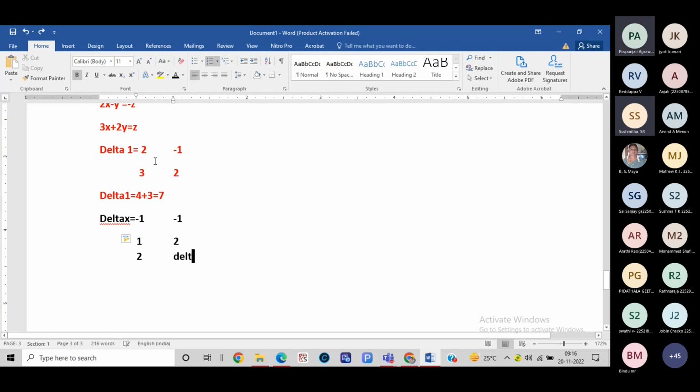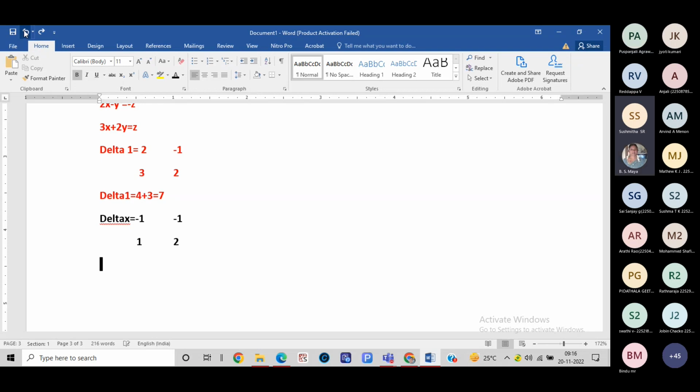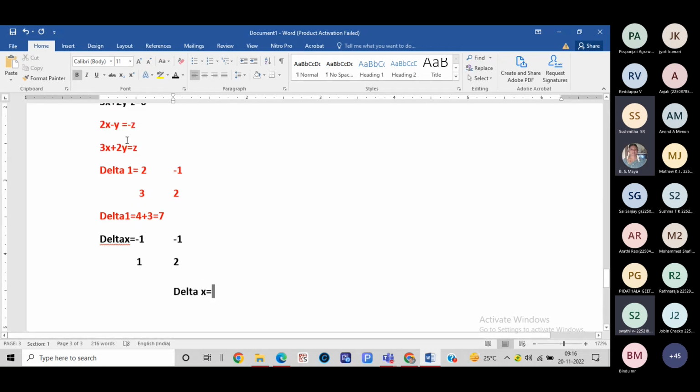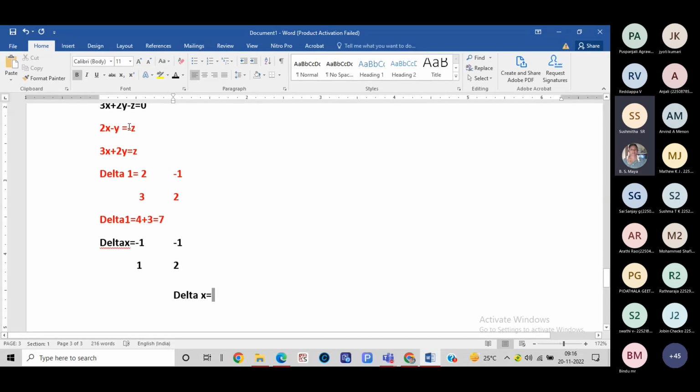Two, z 2 minus 2 plus 1, minus. Now I have to write the next step. We have to write minus z and the previous z. You said minus z, minus z is there, right? This minus z I am replacing with the first column.